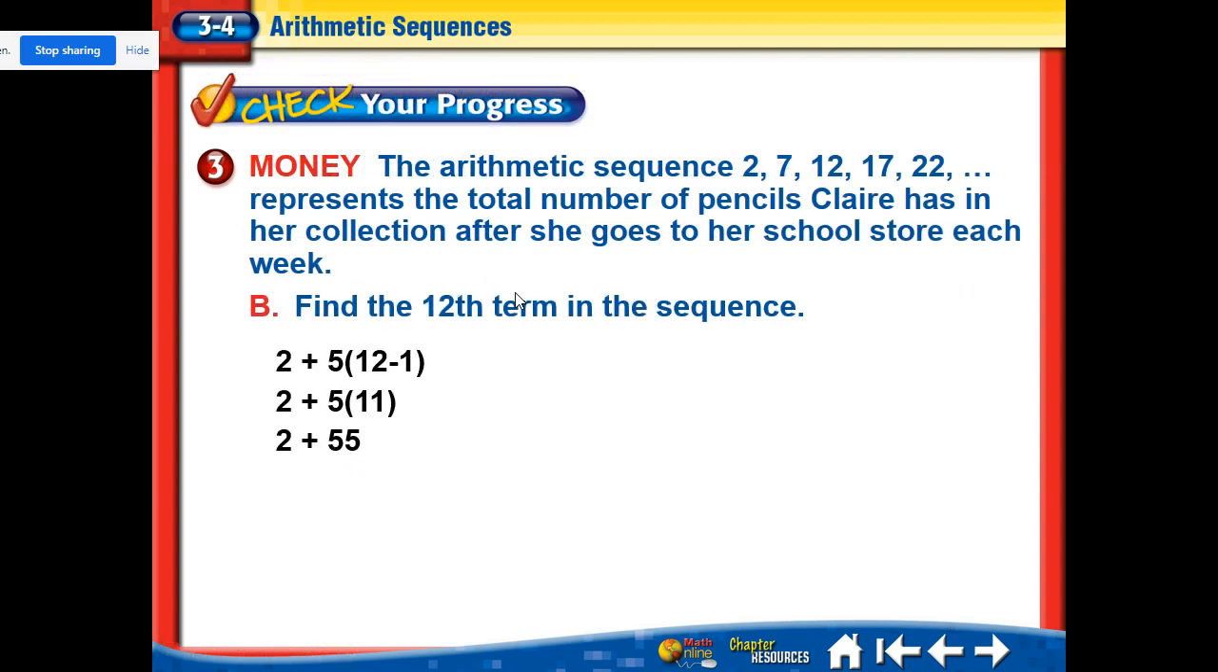All right, here's another one. 2 to 7 to 12, we're adding 5. So how do we find the 12th term? We start with the first term, which is 2. The difference is 5, and 12 minus 1. Well, 12 minus 1 is 11. 11 times 5 is 55. Add that first term for 57. So the 12th term would be 57. It's not that hard to go ahead and do.